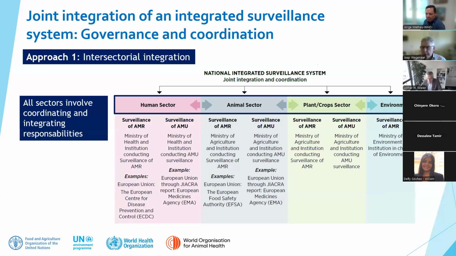This is not a problem of the human health sector. This is a problem of all sectors. So it's important to define, but the national authorities, in this case, could be the multi-sectoral coordinating mechanism to define and establish how the governance of this system will be. So in approach one, all sectors are working together, integrating the data, analyzing the data, and preparing the report.